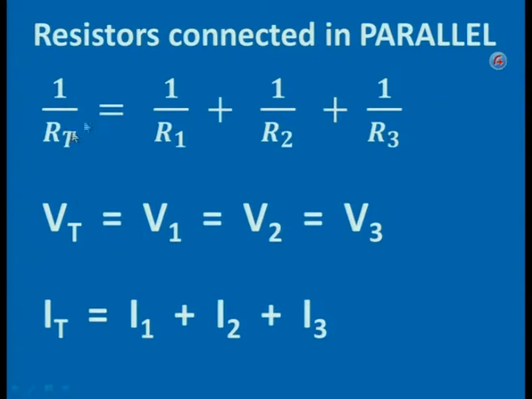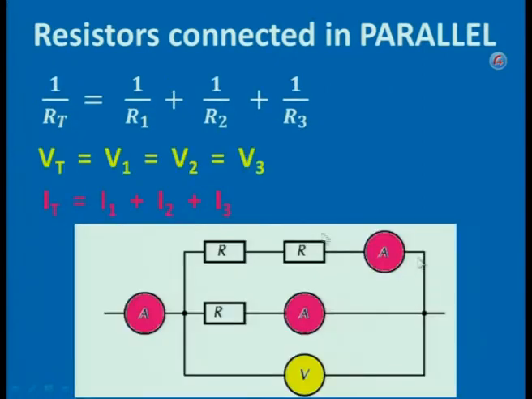1 over RT is 1 over R1 plus 1 over R2 plus 1 over R3, which is the resistance in R1, R2 and R3. V total is V1 which is equal to V2 which is equal to V3. And then your current is split up in a parallel circuit. Therefore the total current is the current through resistor 1 plus the current through resistor 2 plus the current through resistor 3.